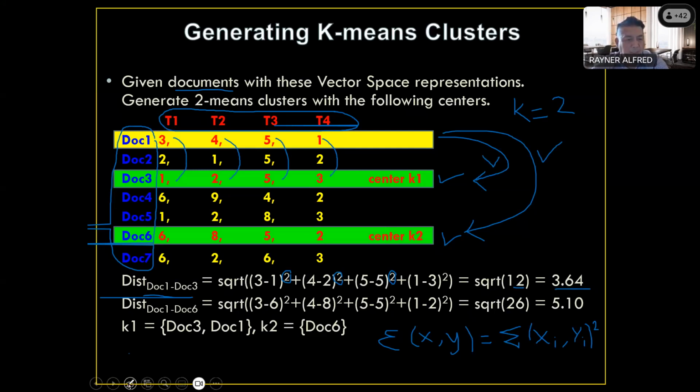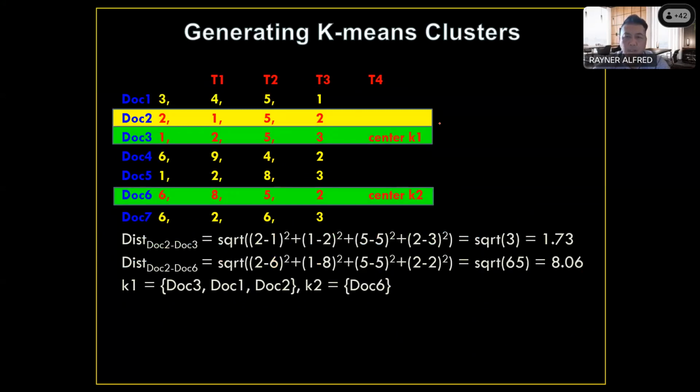So we repeat again here: 3 minus 6, and then 4 minus 8, 5 minus 5, 1 minus 2, and we sum all the differences and take the square root, and we get 5.1. Since document 1 is closer to document 3, we say document 1 will belong to the same cluster as document 3. Next, you will repeat for document 2 again. So we take the calculation here.